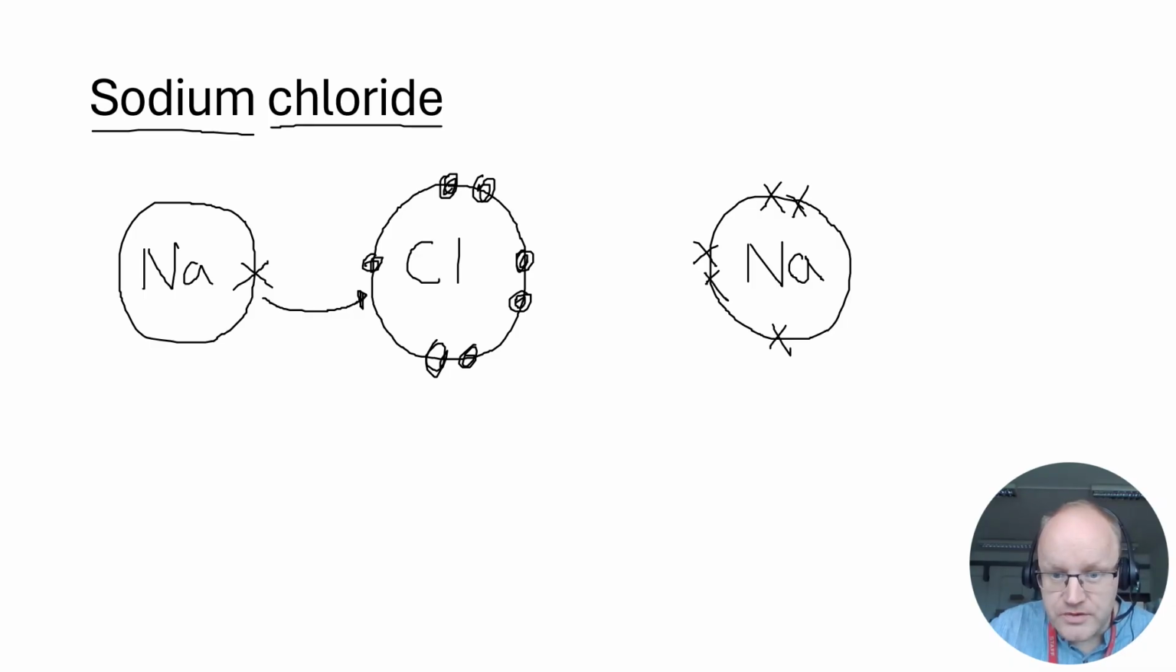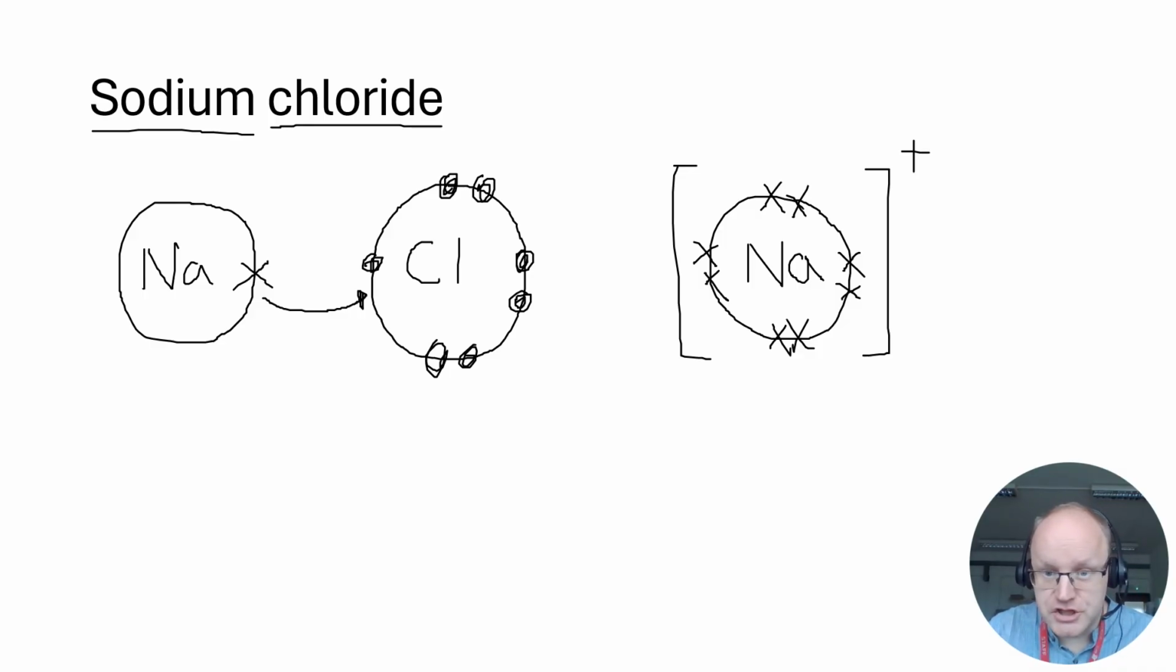And what we do is we show those 8 electrons. Sometimes it's okay to leave it completely empty to show that the outer shell is empty. Put that in square brackets. And we put a positive charge to show that the sodium has lost 1 electron.